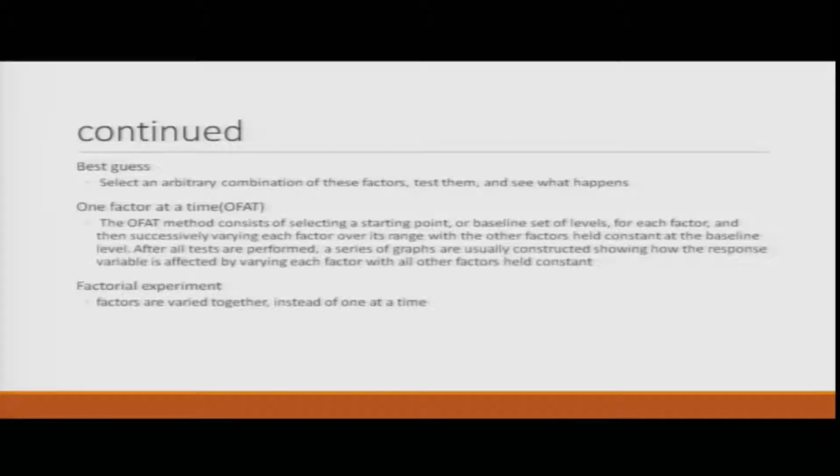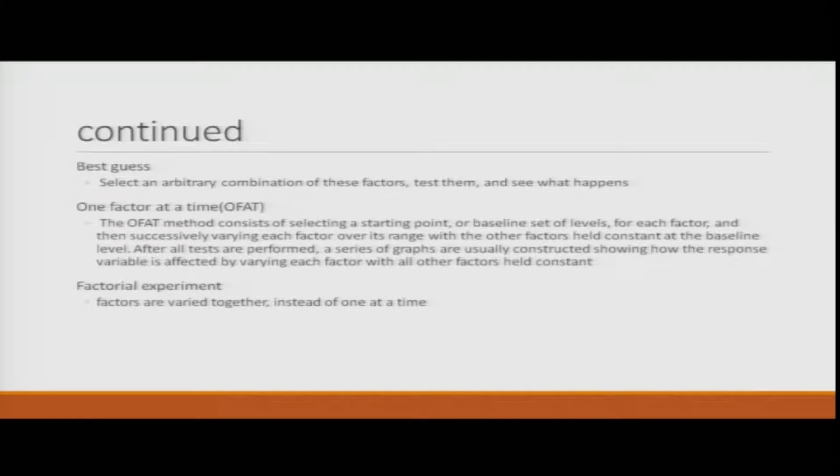So, best guess would be you will select an arbitrary set of combinations of these factors, and then try to find out what is the best set of combinations for the external factors, which will help you to reduce your score and pull you up in the ranking with your other players, or you want to perform better. So, what is generally understood is one factor at a time.